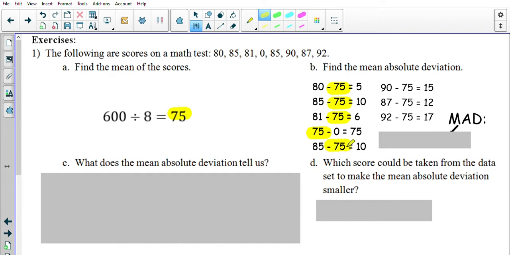Next number is 90, so we do 90 minus 75 to get a difference of 15. 87 minus 75 to get a difference of 12, and 92 minus 75 to get a difference of 17. And you notice for all of these except for this guy here, the 75 came second because all of the numbers in the set are bigger than the average. And the reason why that's the case is because our average is much lower.